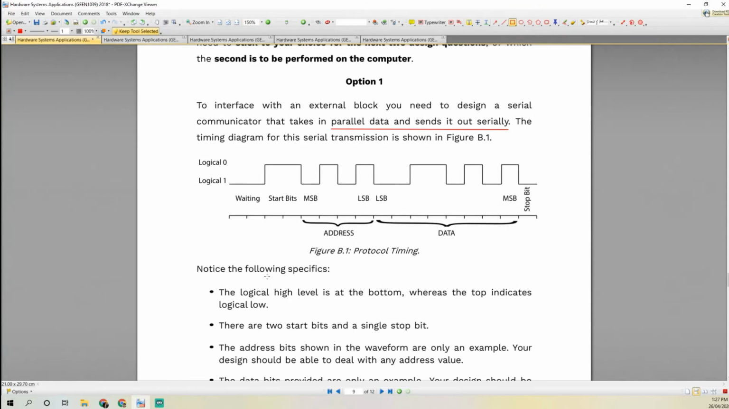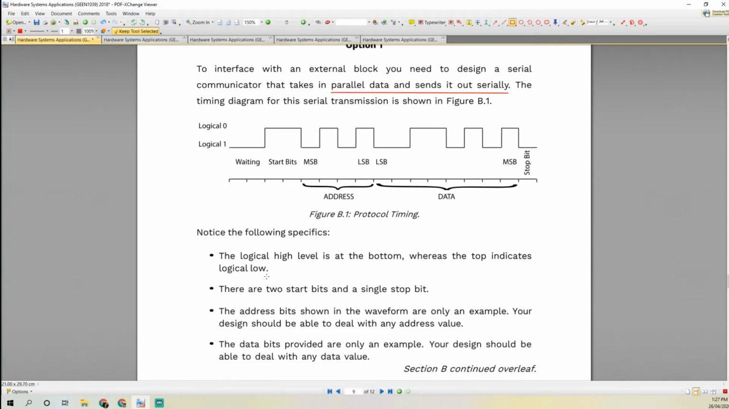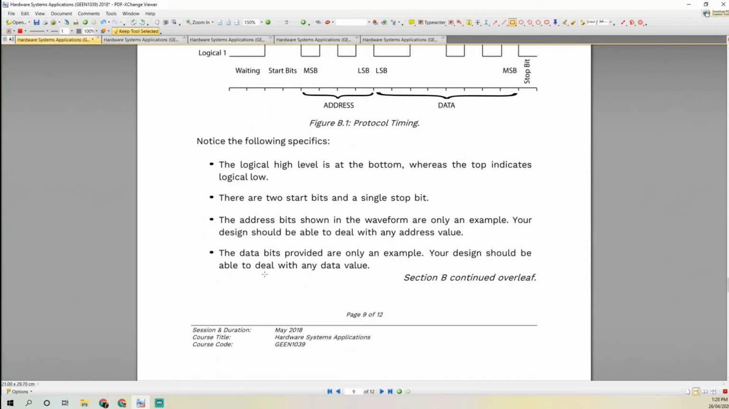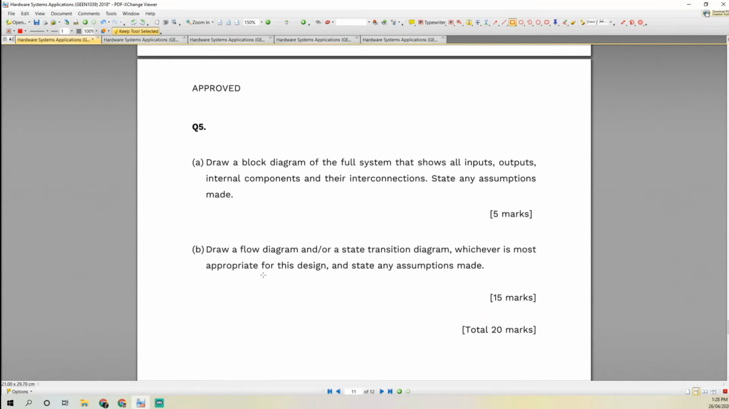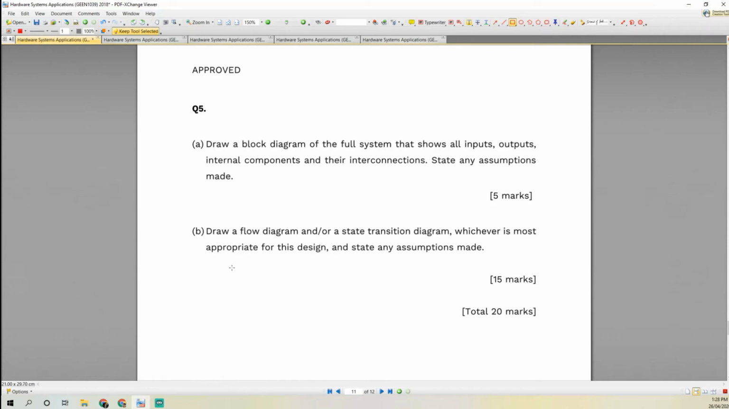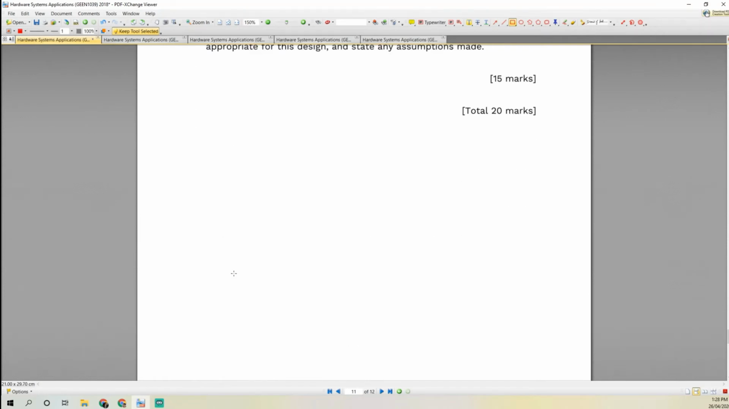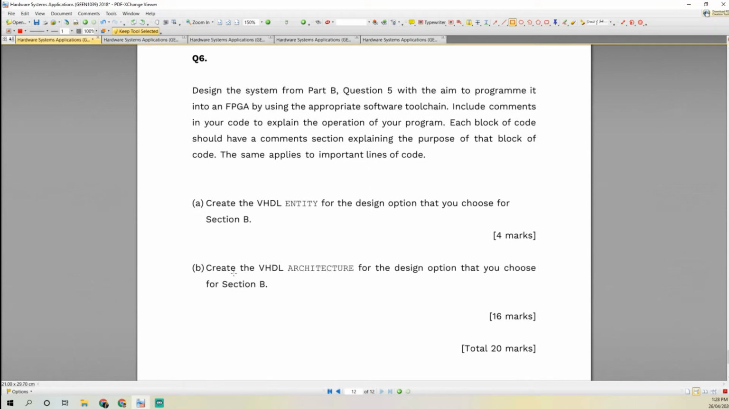All right. We will be looking at a couple more serial communication questions to kind of ensure that we are prepared for this. But that basically takes care of question 5 part B for 15 marks. All right. So now we can go into the coding part of this question.